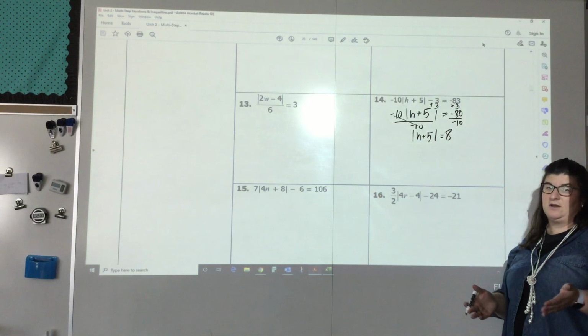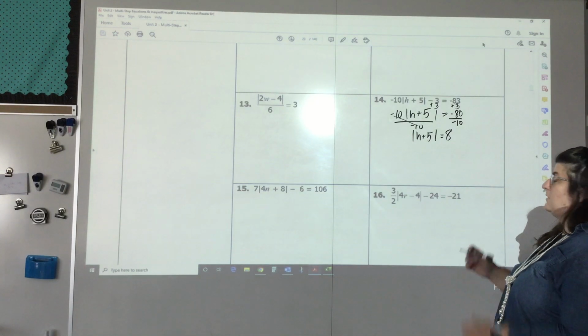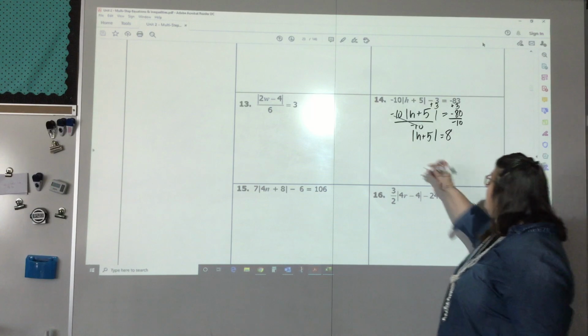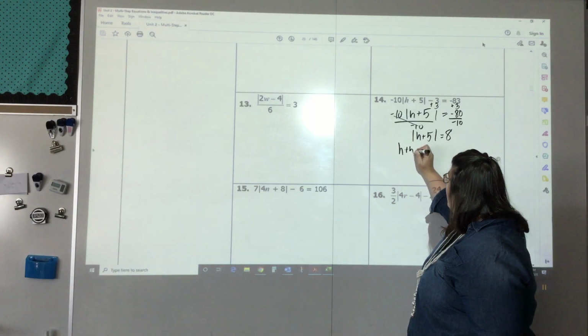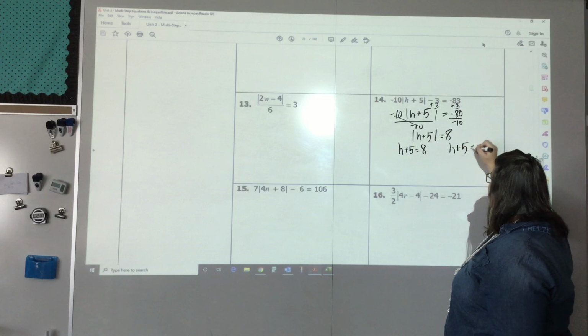Now, my absolute value is isolated. There's nothing around it, nothing underneath it, nothing before or after it. So now I can take the absolute value bars off and set it equal to 8 and negative 8. So I have h plus 5 equals 8. H plus 5 equals negative 8.